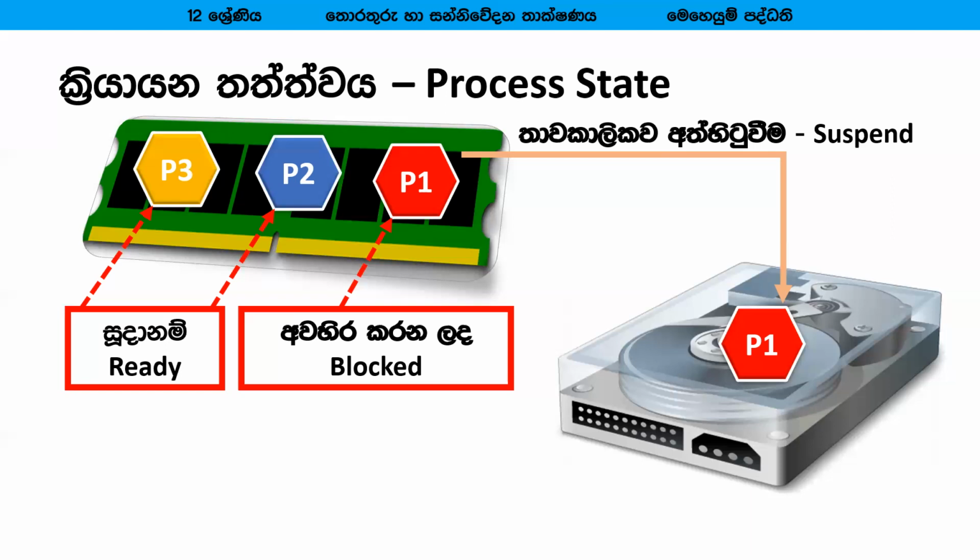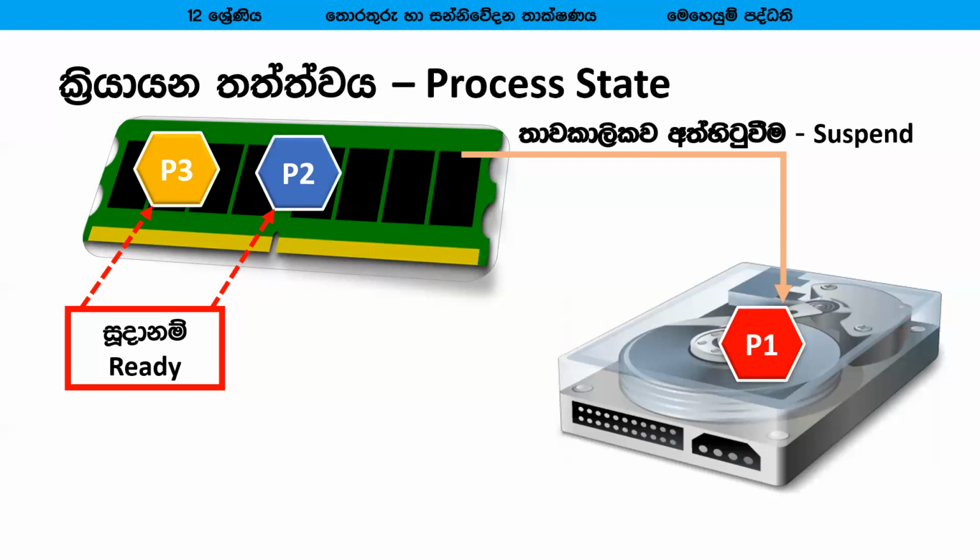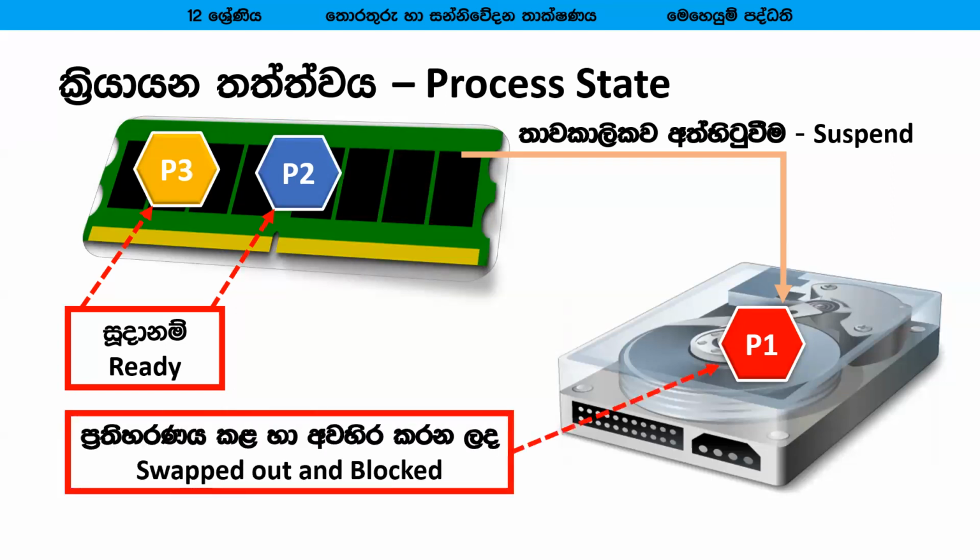So once this has been moved to the hard disk or to the virtual memory, the state is going to change. It will be given the state swapped out and blocked, right? Because it has been swapped. It has been moved, but it is still in the blocked situation. So it is called swapped out and blocked.